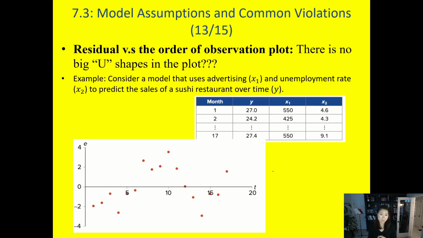It's a model that uses advertising and the unemployment rate to predict the sales of a sushi restaurant over time. This residual plot is not a traditional residual plot. We call it residual versus the order of the observation. The horizontal axis is time, t. As you notice, we do see the big U shape. This is one big U shape, and this is the second big U shape. When we see the big U shape, that means assumption 4 is violated. So as you see here, we see a big U shape, therefore the assumption is violated.